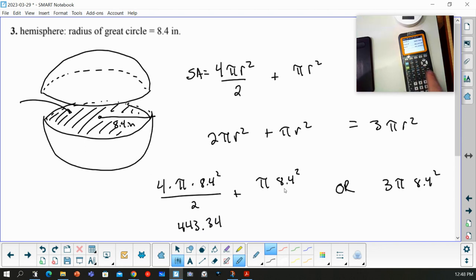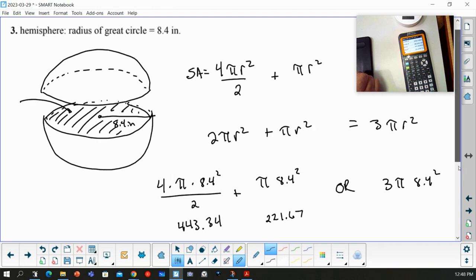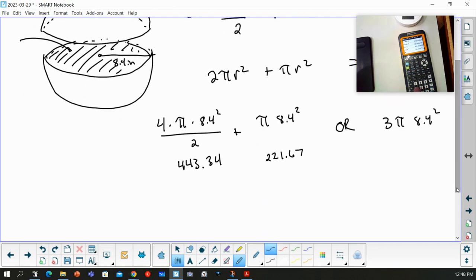Now let's do this one. Pi times 8.4 squared. 221.67. And so I get 443.34 plus 221.67. So let's add those. 443.34 plus 221.67. I get 665.01. If I round that, it would just be 665.0.